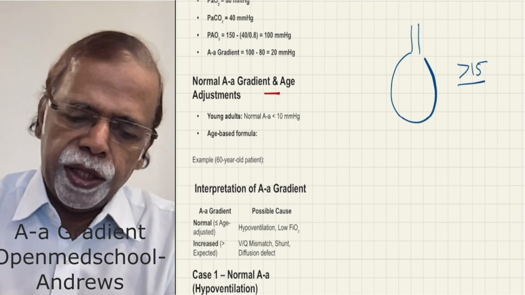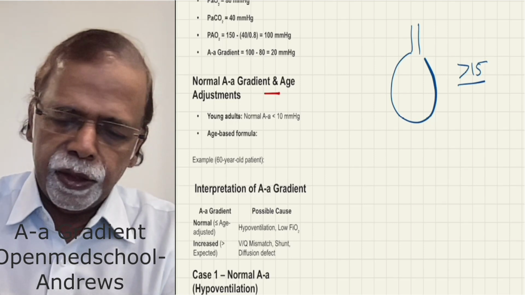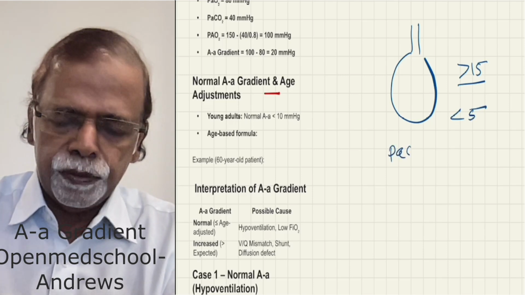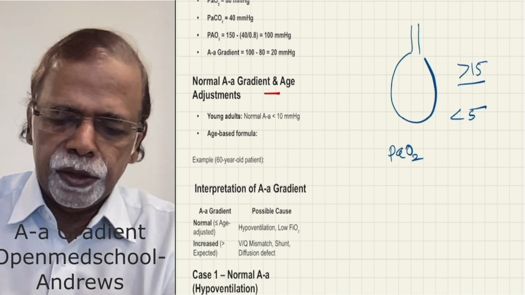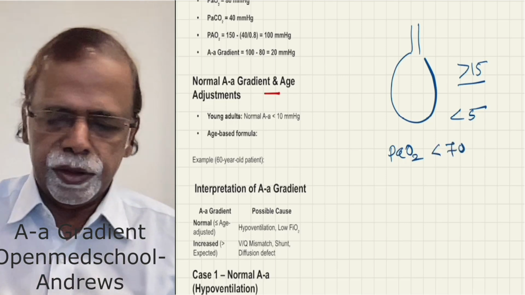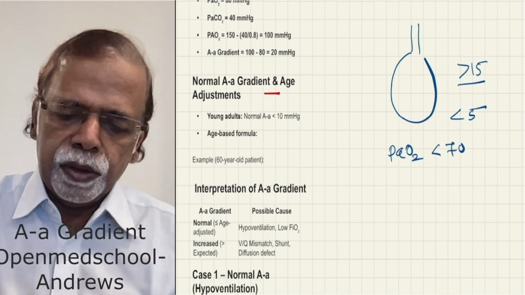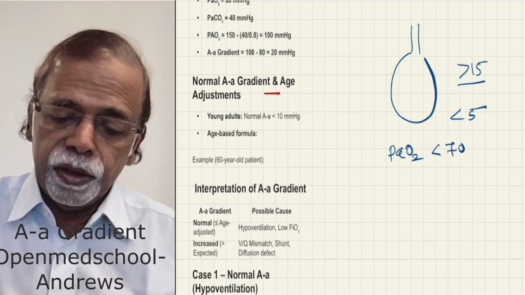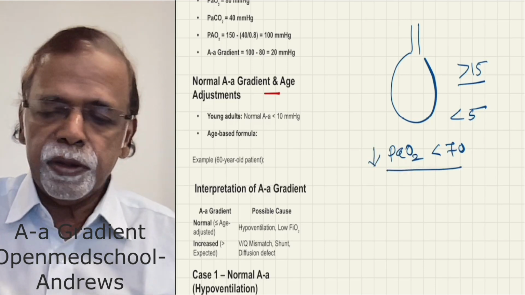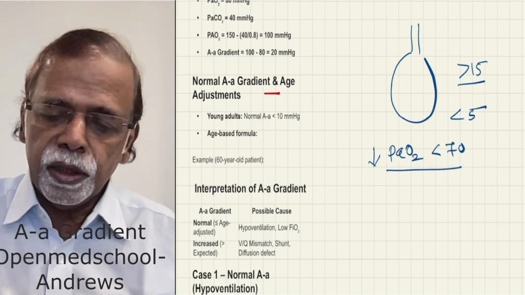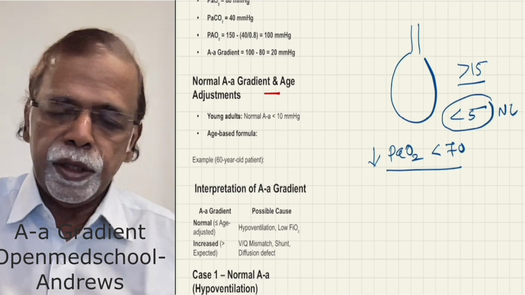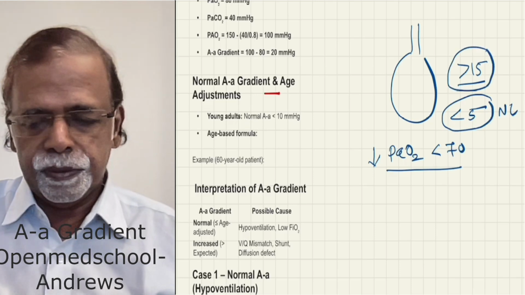Another question is, the AA gradient is less than 5, but the PaO₂ is less than 70. These are the two situations you can get. That is, a patient with a decreased PaO₂, that is hypoxemia, one has got a normal AA gradient and the other has got a high AA gradient.